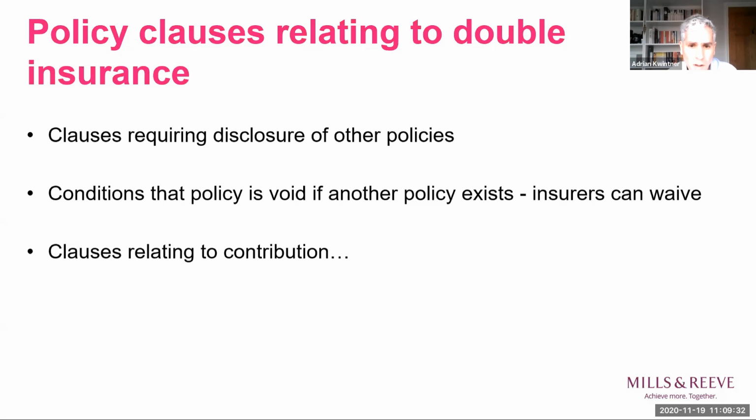Some policies also contain conditions whereby you can't have any other policy, whether at the time or later on, covering the same property. The insurer could waive that condition expressed against double insurance, for example, by giving prior written consent, or if it accepts a renewal premium where it knows about another policy. Policies can also include other clauses relating to contribution and the level of contribution. Liam's now going to talk about contribution and how those clauses work.